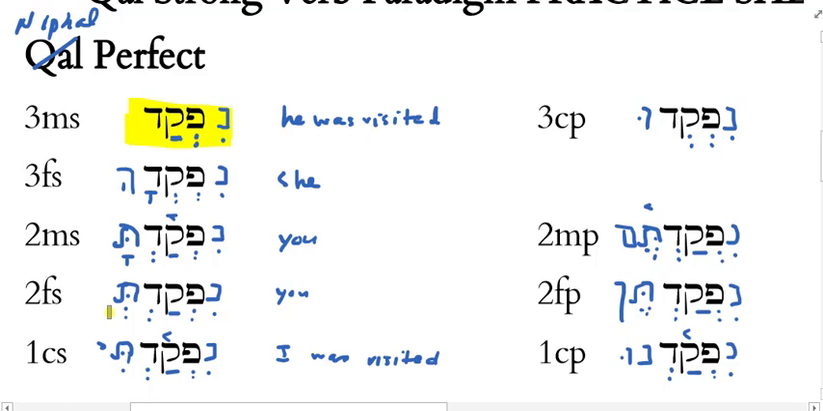When you think Nifal stem, what are you thinking of? Well, what's the Nifal stem start with? What letter? N, right? So you should be expecting for the Nifal perfect a Nifal nun. Okay? This is a Nifal nun. Now let's look at our principal parts page.